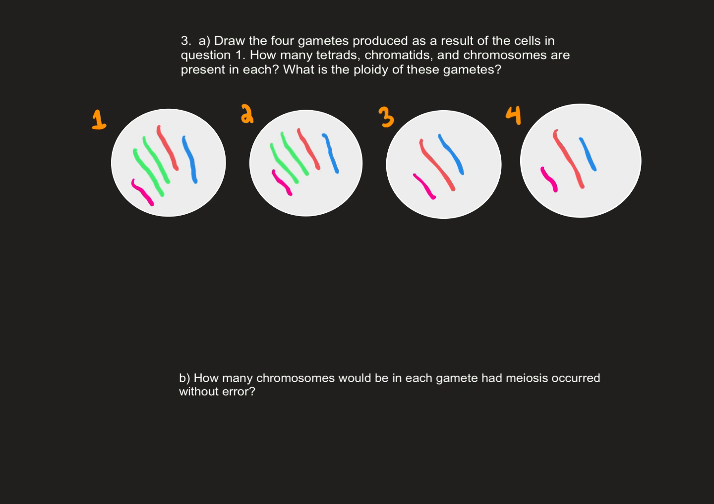And how many chromosomes are present in each of these gametes? Well, again, we just have to count here. So 1, 2, 3, 4, 5 chromosomes in gamete number 1, and the same for gamete number 2. But we can see, because of that nondisjunction error, that gametes 3 and 4 are both lacking a chromosome, and they only have 3 chromosomes each.